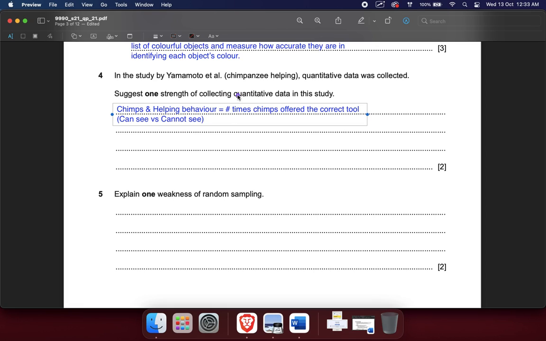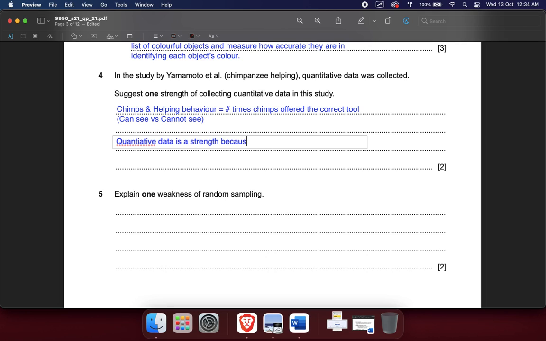So we want to know the strength of collecting quantitative data. In this case, it's just the number of times, right? So it's a number. What are the strengths of measuring in terms of numbers? What's the strength? Starts with a capital letter O, right? So quantitative data is strength.